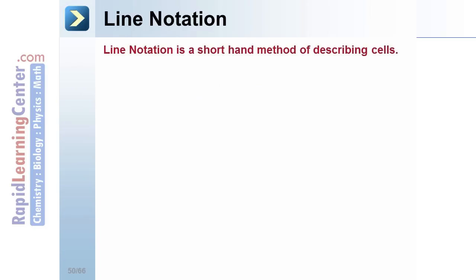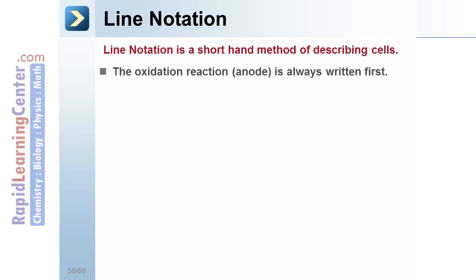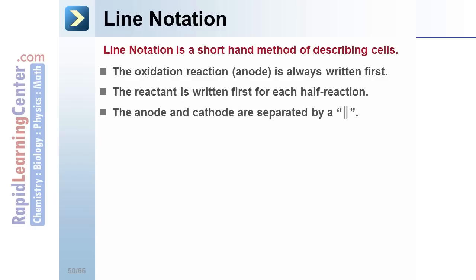Line notation is a shorthand method for describing chemical cells. The oxidation reaction, the anode, is always written first, followed by the cathode. You can remember this because the A for anode comes before the C in cathode in the alphabet. Reactants are always written first, just like in a chemical reaction.